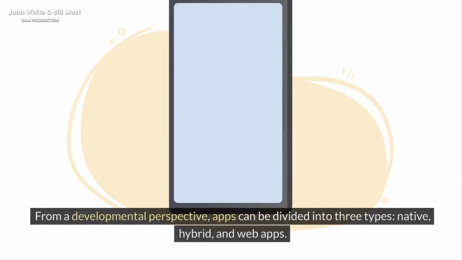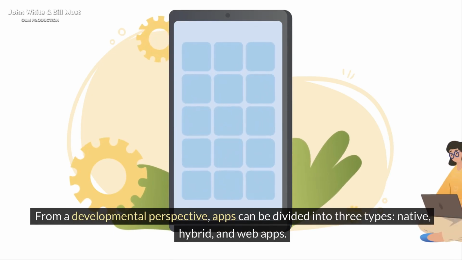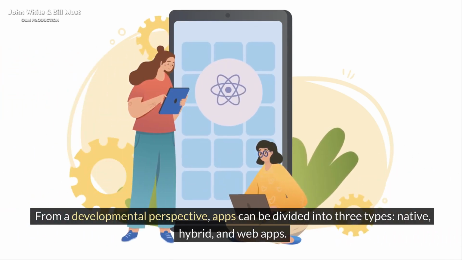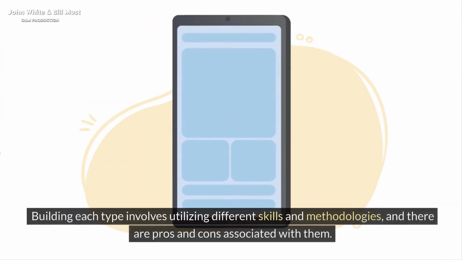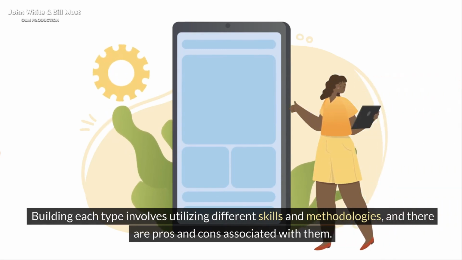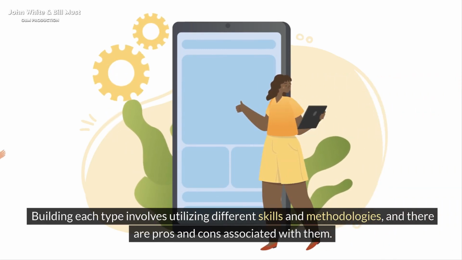What are the three types of mobile apps? From a developmental perspective, apps can be divided into three types: native, hybrid, and web apps. Building each type involves utilizing different skills and methodologies, and there are pros and cons associated with them.